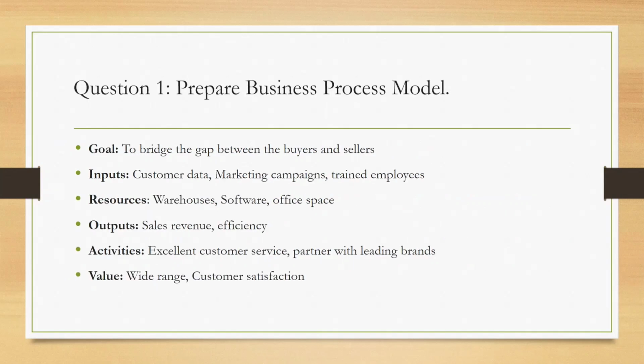You will be going through these questions. For prep one part one, the first question is about the business process model. In this business process model, you will use goal, inputs, resources, outputs, activities, and value created to the end customers. So these six you will mention in this business process model.